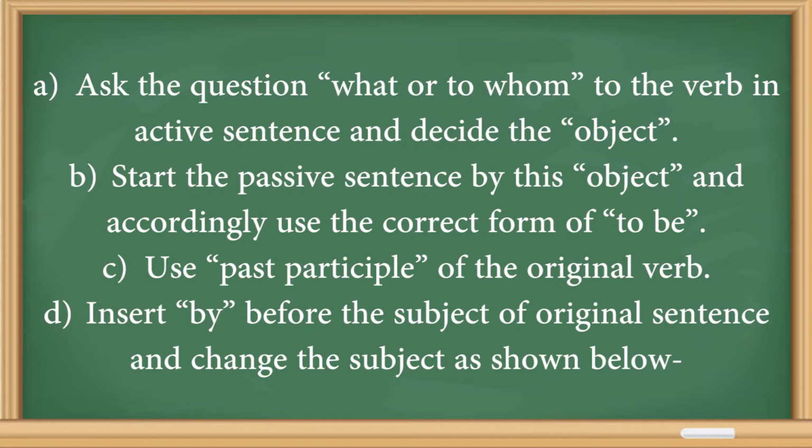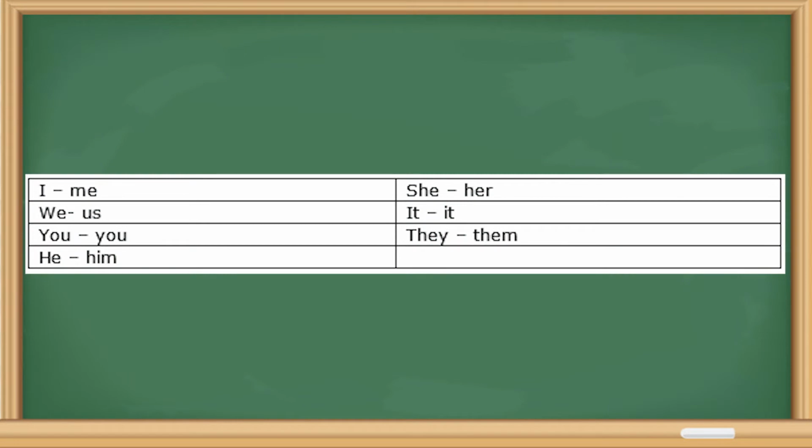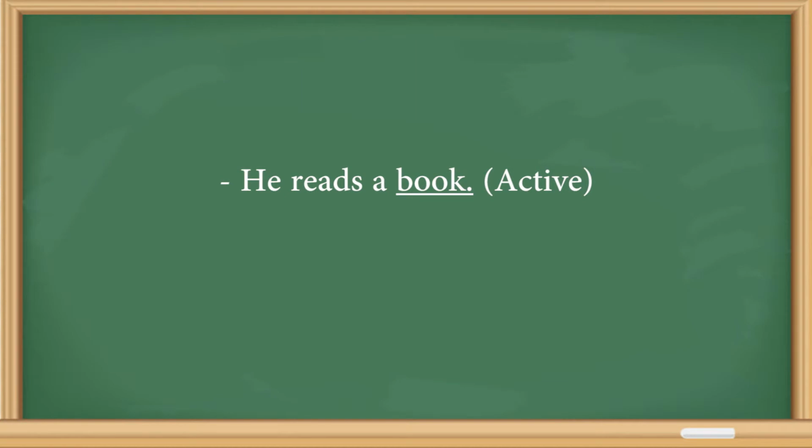Then you have to insert by before the subject of the original sentence and change the subject as shown in the table below. Means I will become me, she will become her. Then we will become us, you will become you, he will become him, it will remain as it, and they will become them. See the example, which will give you a clear idea of converting the active sentence to passive sentence. Say, for example, he reads a book. This is of course active.